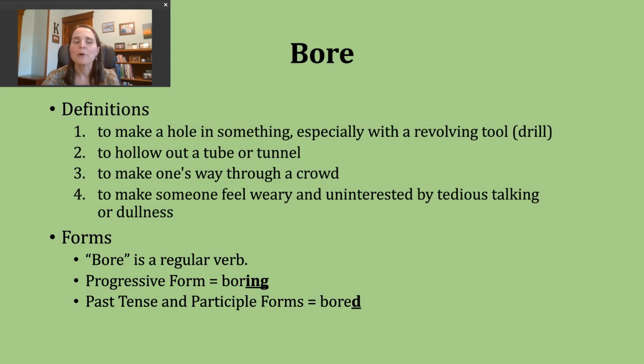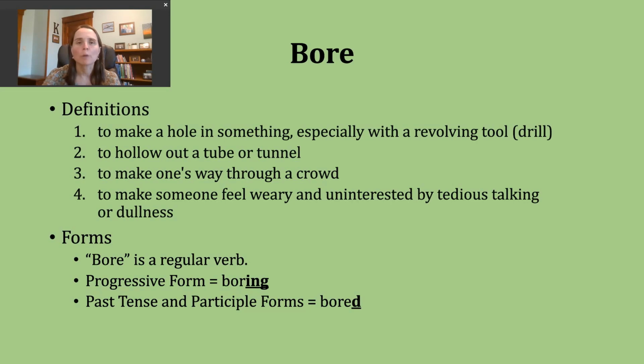What we should know now, though, is that bore is a regular verb. If you want to make the progressive form of this verb, you're going to drop the E because we have the vowel consonant E ending, and then we're going to add ing. That forms boring. The past tense and the participle forms of this verb can be made by just adding D, since this verb already ends in an E.